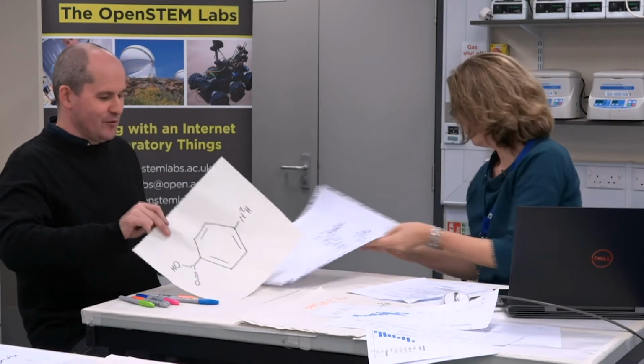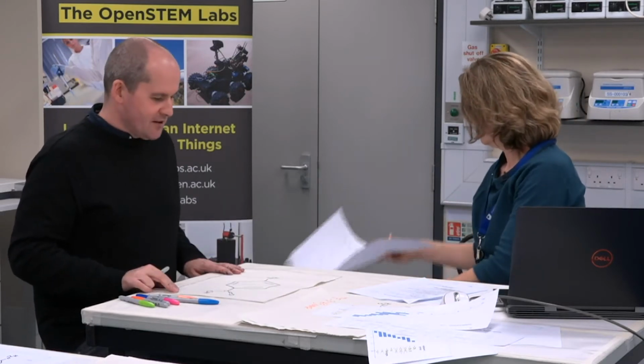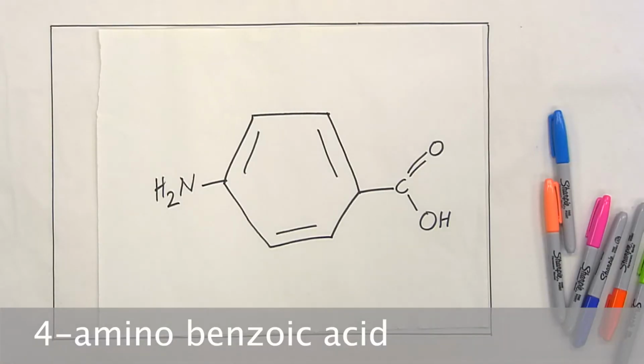Okay, I think we were going to now move to another example. So we're going to be looking at 4-amino benzoic acid. Picture here. So shall I remove those? Okay, that's good. Lots of bits of paper. So here is the structure of 4-amino benzoic acid.